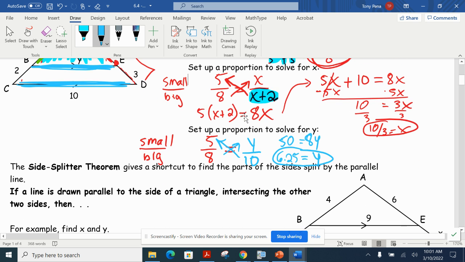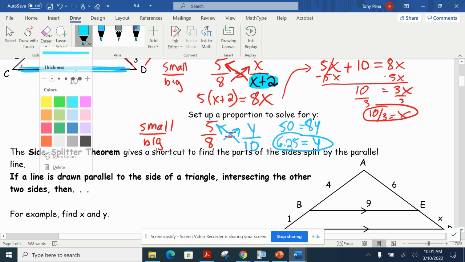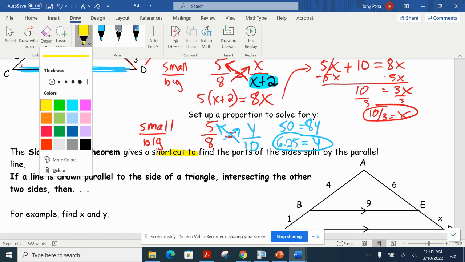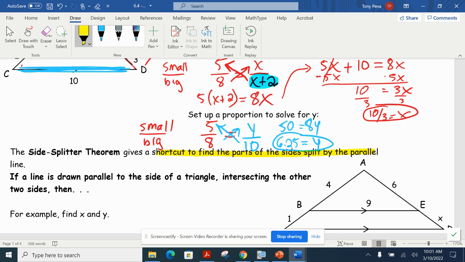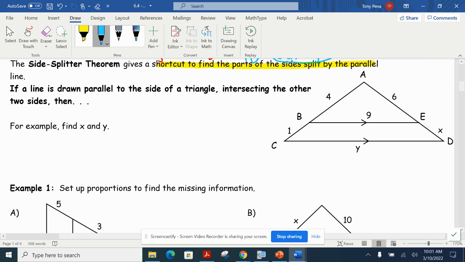All right. Now, the next thing is what is called the side splitter theorem. And the side splitter theorem, as you can kind of read here, says that it gives us a shortcut. Shortcuts generally are good. Shortcuts to finding the sides of the split sides in the triangle that we just did above. All right. So here's what we want to get out of this. It says if a line is drawn parallel to the side of a triangle and intersects the other 2 sides. So same thing that we talked about in that first problem. So here's that parallel line. It obviously intersects the other 2 sides. All right. When that is the case, we can use what is called the side splitter theorem.